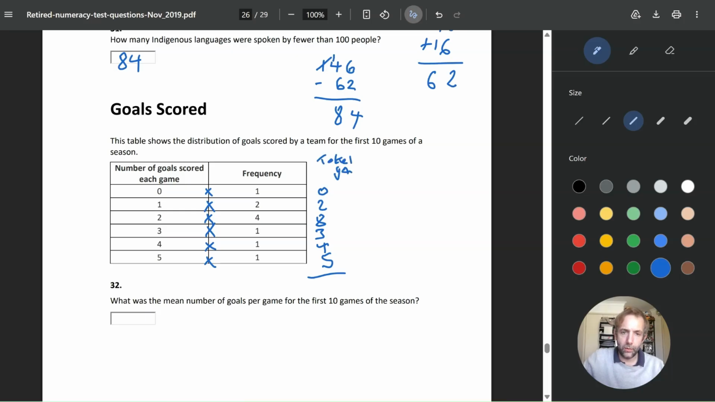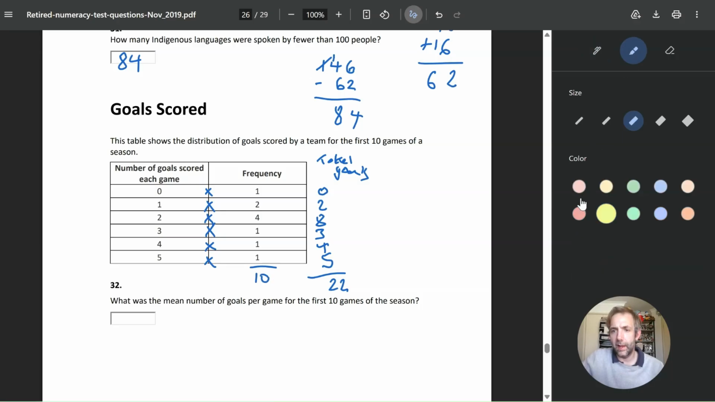And then if you add all these numbers together, so 0 plus 2 plus 8 is 10, plus 3 is 13, plus 4 is 17, plus 5 is 22. So there is a total of 22 goals. And if you add this column here, the frequency column, frequency, how frequent means how often. So if you add them up, you'll find that that is 10. And the reason that that is important is because there are 10 games. So you should find that it is the same.